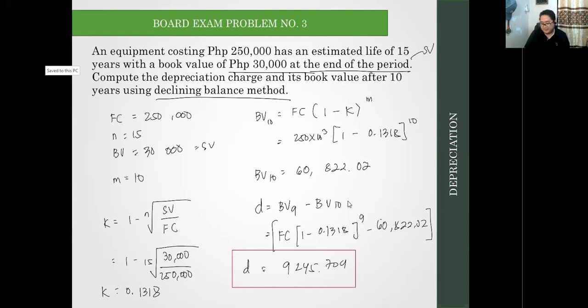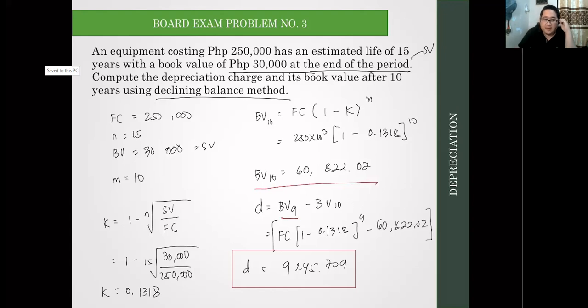Okay? So pinahanap yung depreciation per year. So kinuha natin yung 2 taon. So yung BV10 na-calculate natin siya kanina. And then para makuha yung depreciation niya per year, kailangan kunin natin yung depreciation niya ng 9th year or 11th year, pwede sa dalawa.